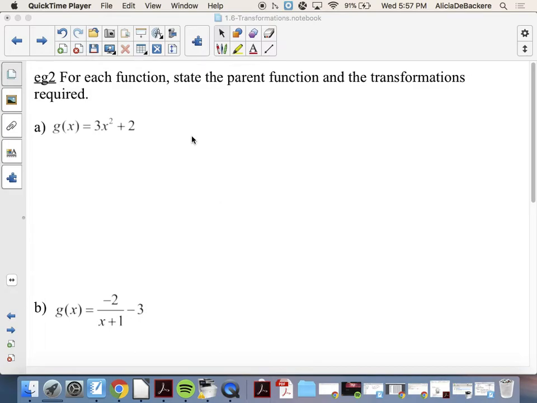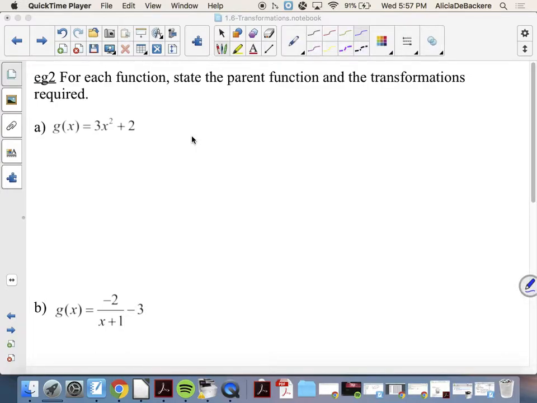More example to finish this up. In this question, we're asked for each function, state the parent function and the transformations required. So going a little bit backwards, now I have that g of x with all the numbers in place. I need to first identify which of the parent functions this was.